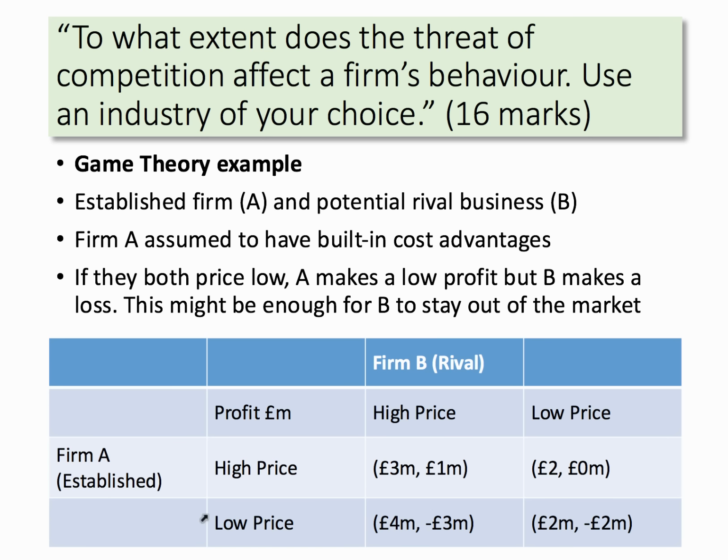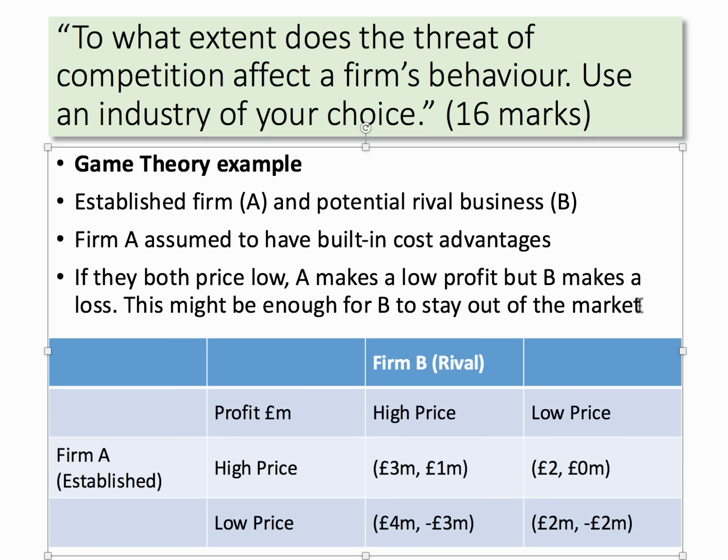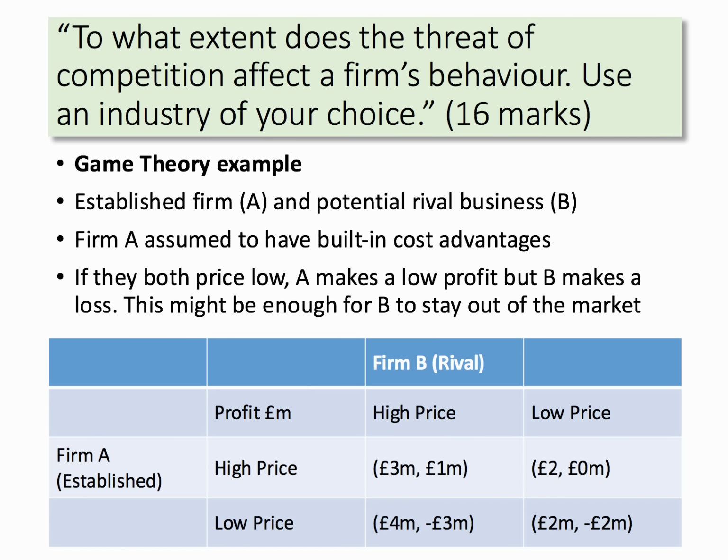In other words, I'm assuming here that if Firm A charges a low price, if they have a cost advantage, that might be enough to guarantee a loss for Firm B. And if that threat is therefore credible, then Firm B may decide to stay out of the market. Just a little bit of use of game theory there.